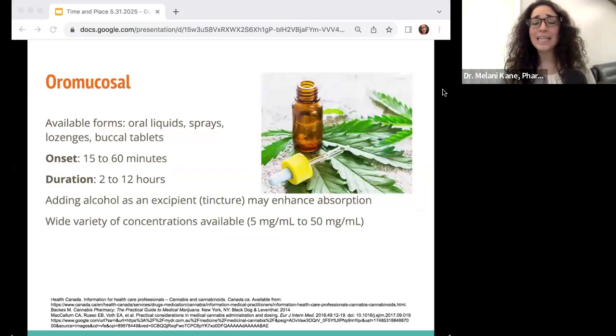So kind of in the middle is our oromucosal. So this is going to be under the tongue, in the cheek, on the gum line. And I kind of see this as that in between. It's not as fast as inhalation, but it doesn't have as great of a lag as we would see with enteral or swallowed forms. But we are still going to be swallowing it. So we do see that extended duration.